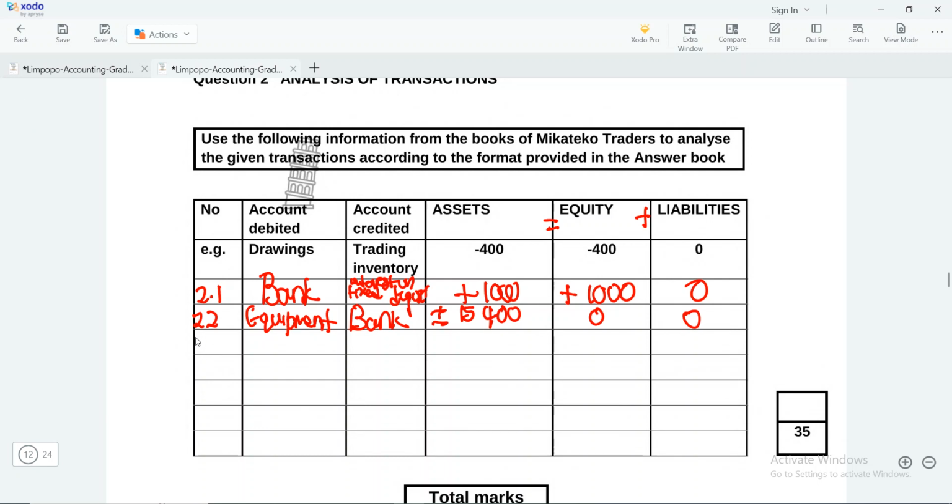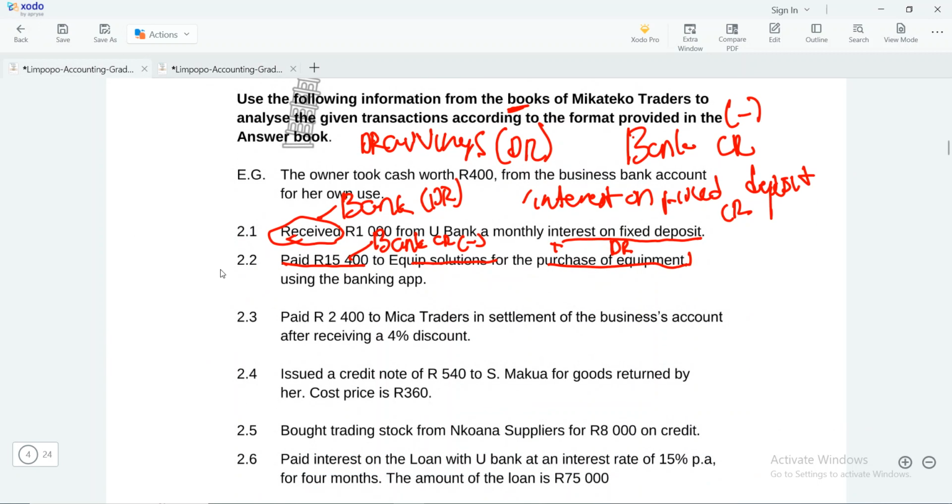And then next we'll go to 2.3. Now in 2.3 here, they are saying that we paid. Very important for you to note, every time when they say you have paid or when they say you have received money, you must know that bank account is one of those accounts. So here they're saying we paid 2,400, so which means that the first account is bank, and because we are paying, our bank is supposed to be decreased, and we know that bank decreases on the credit side.